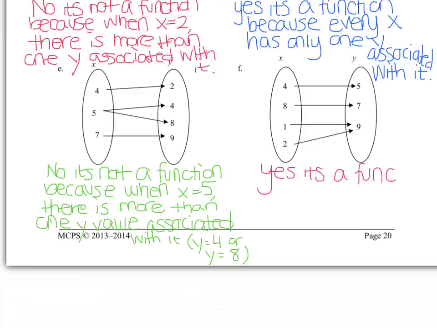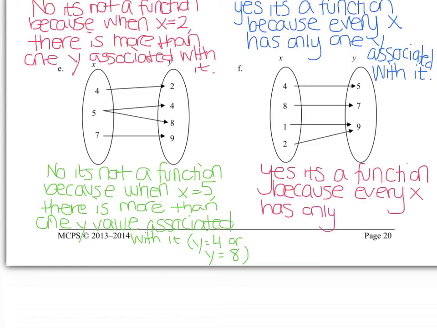And it's a function because every x has only one y value associated with it.